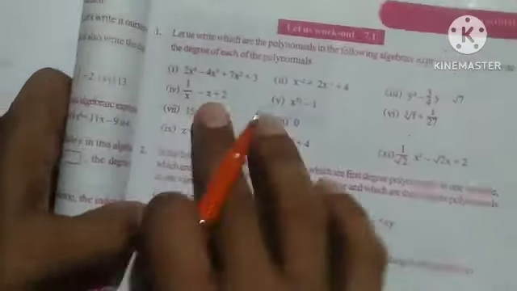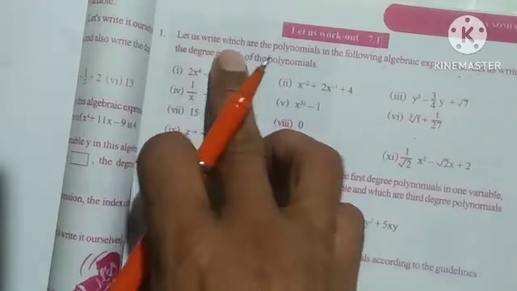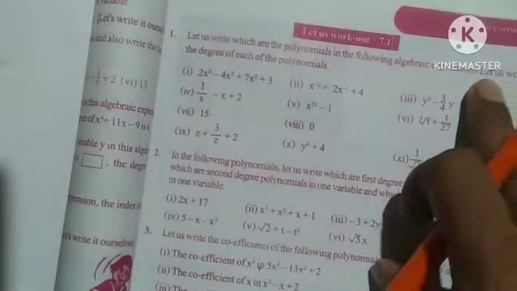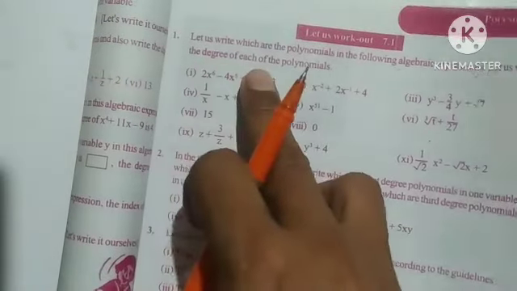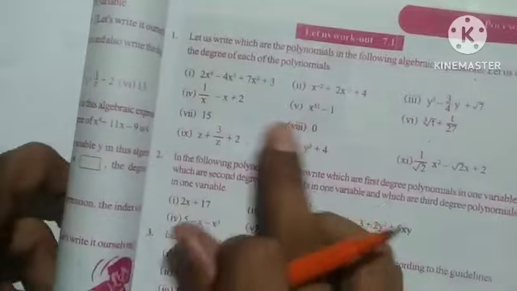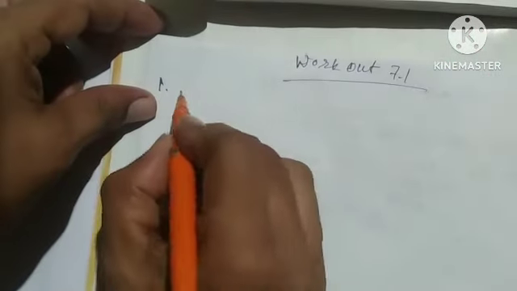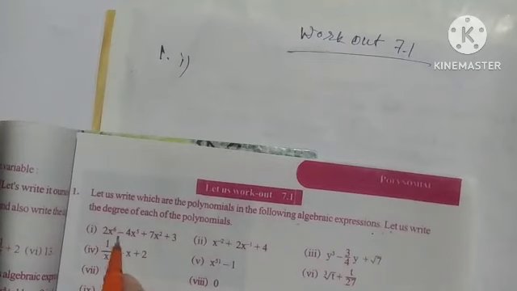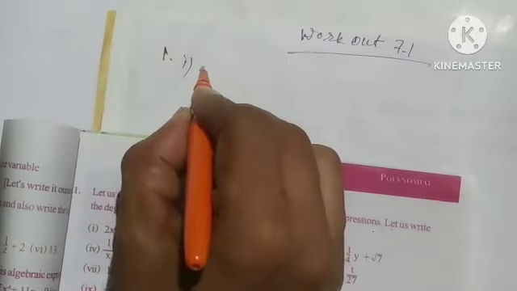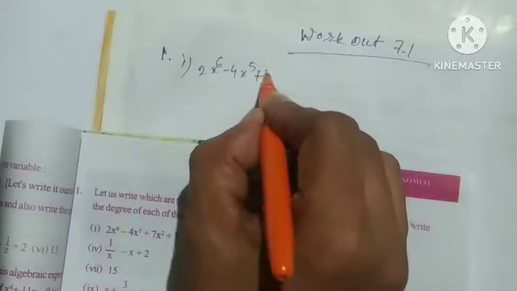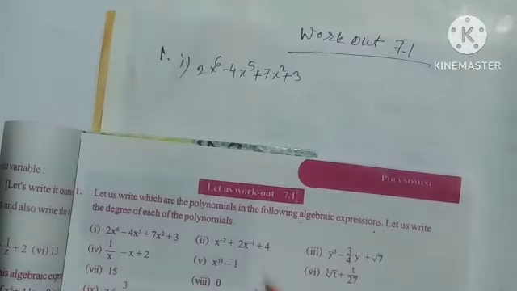Question number 1. So first read the instruction. Let us write which are the polynomials in the following algebraic expressions here, and let us write the degree of each of the polynomial. So first we have to decide which are the polynomials and find out the degree of this polynomial. Okay, so let's write first one. 2x to the 6 minus 4x to the 5 plus 7x square plus 3.